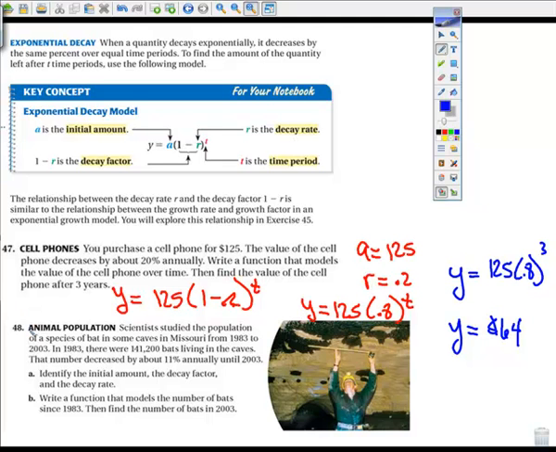And let's look at this next one. Scientists studied the population of a species of bat in some caves in Missouri.